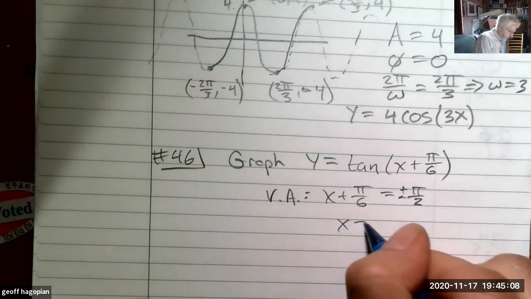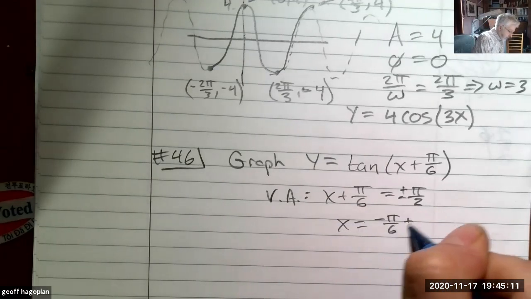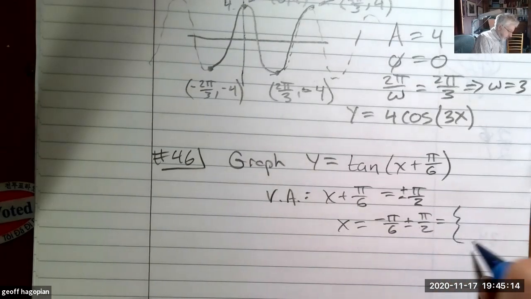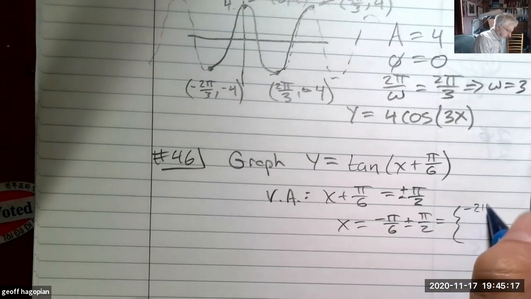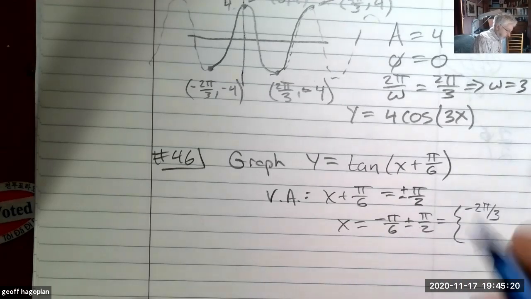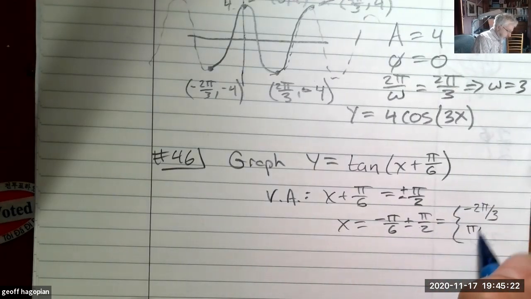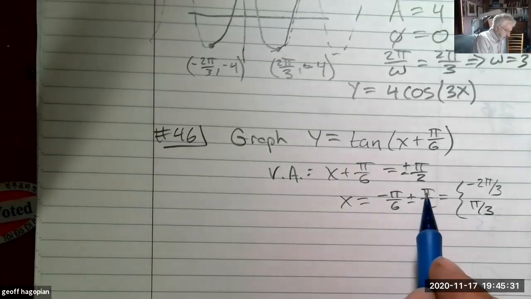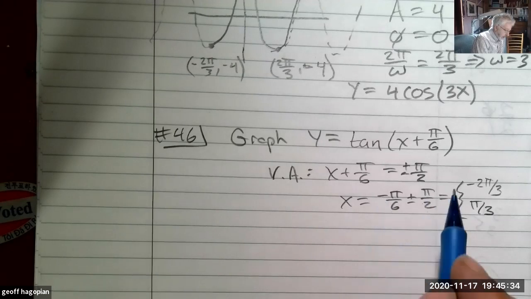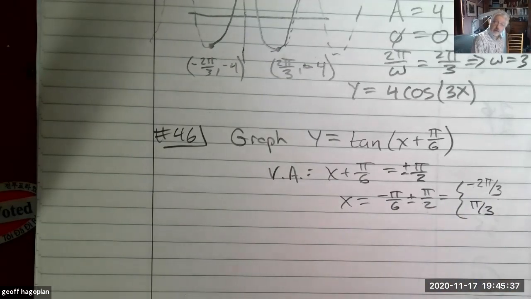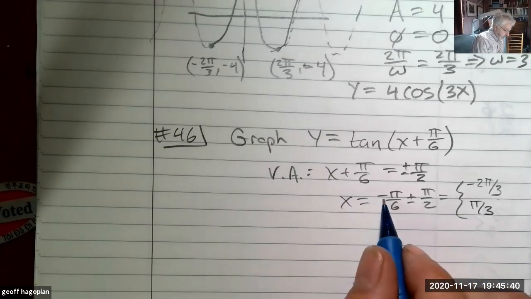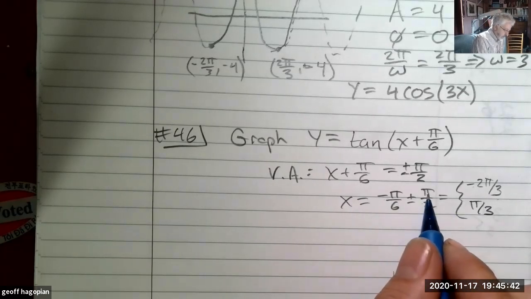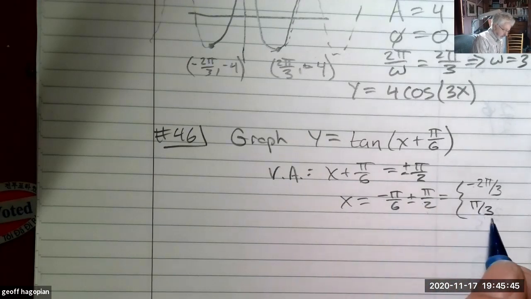So I subtract pi over 6 from both sides. I got negative pi over 6 plus or minus pi over 2. If I subtract, I've got negative 2 pi over 3. And if I add, I've got pi over 3. I did a little common denominator and reduction to get those. So you'd say this is 3 pi over 6. If I subtract, I've got negative 4 pi over 6, which reduces to negative 2 pi over 3. If I add, negative 1 plus 3 pi over 6 is going to be 2 pi over 6 positive, which reduces to pi over 3.